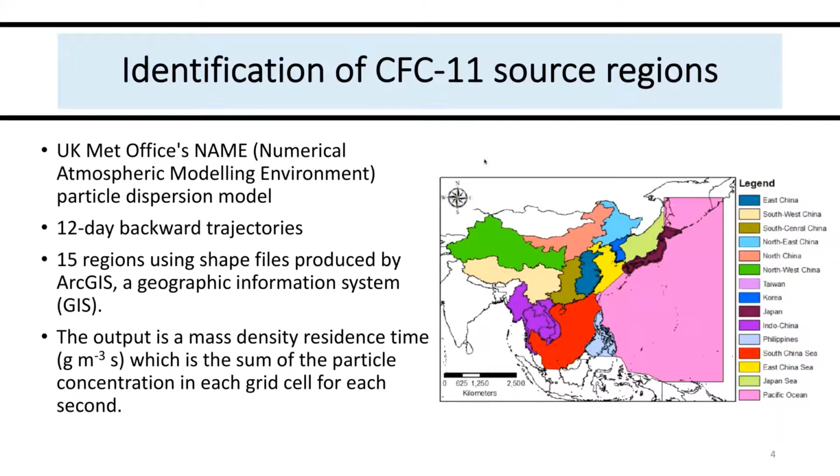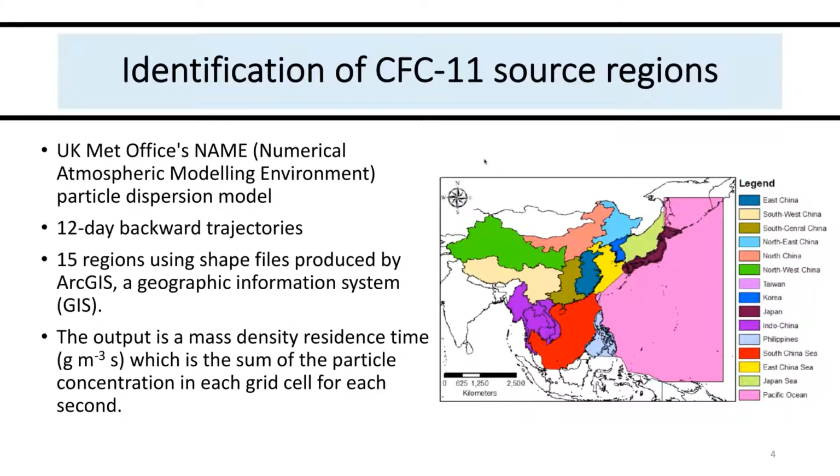We investigated the history of air arriving at the sampling sites using the UK Met Office's NAME, or Numerical Atmospheric Modelling Environment Particle Dispersion Model. The model was run using 12-day backward trajectories for when each sample was collected. Then, in order to quantify the contribution from various regions, the model domain was divided into 15 regions using shapefiles produced by ArcGIS, a geographic information system.